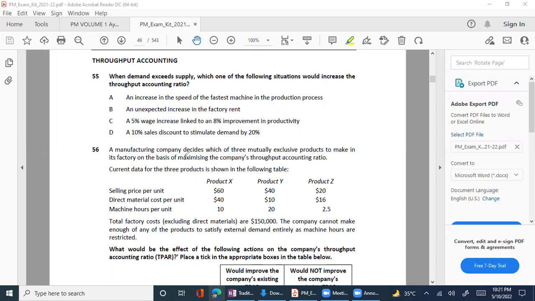Moving to the next question. A manufacturing company decides which of three mutually exclusive products to make in its factory on the basis of maximizing the company's throughput accounting ratio. Sale price, material cost, and machine time are given. Total factory costs excluding material are 150. The company cannot make enough of any of the products to satisfy the external demand. What would be the effect of the following actions on the company's throughput accounting ratio?